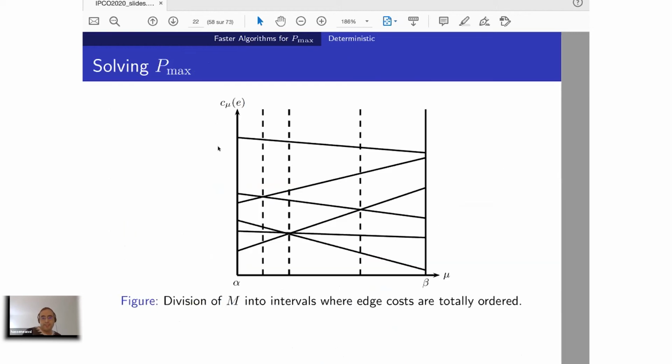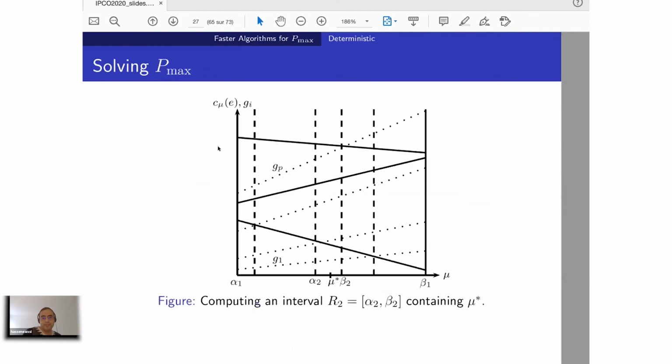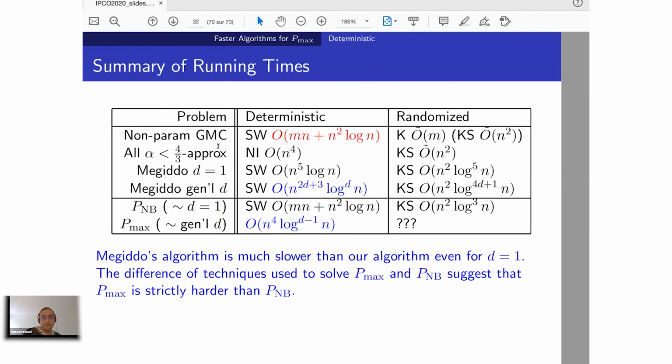So let me skip all these slides and go to the running time. Here we can compare our improved running times in comparison to Megiddo. Here the dependence on the number of parameters is only on the log part and not on the number of nodes. So Megiddo's algorithm is much slower than our algorithm because we use a structural result of the global min cut. And here we use different techniques for solving the max problem and next breakpoints.